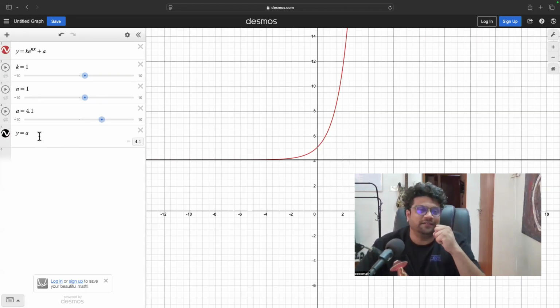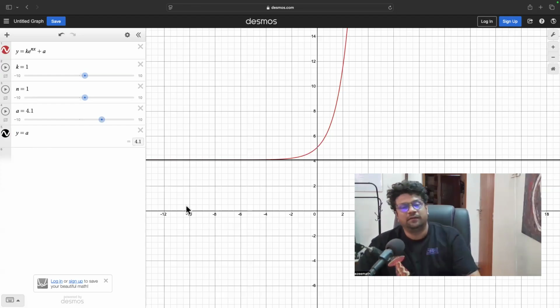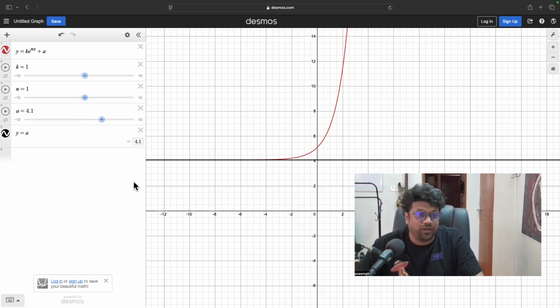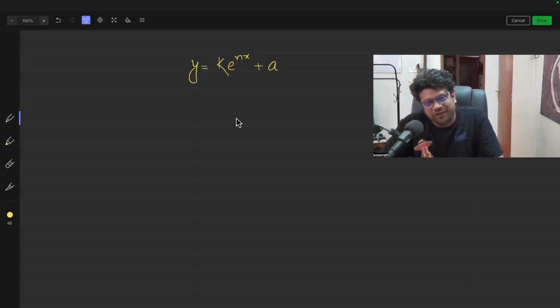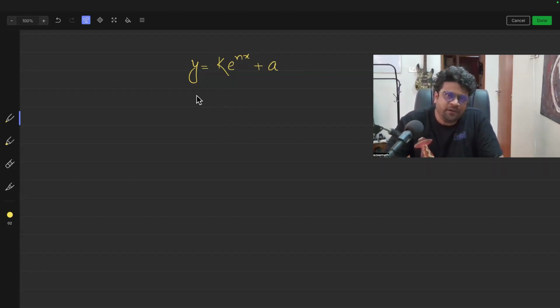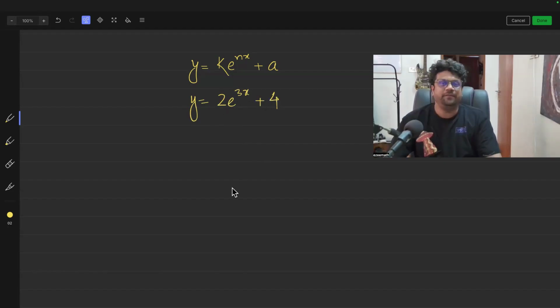How do you find the asymptote? Well, that's a thing that we're going to discuss right now. But I would like you to know this happens to be the first point you would keep in mind while you're sketching an exponential curve. Now, let's see why we have an asymptote at that particular place. How about we take an example? 2e to the power of 3x plus 4 maybe.